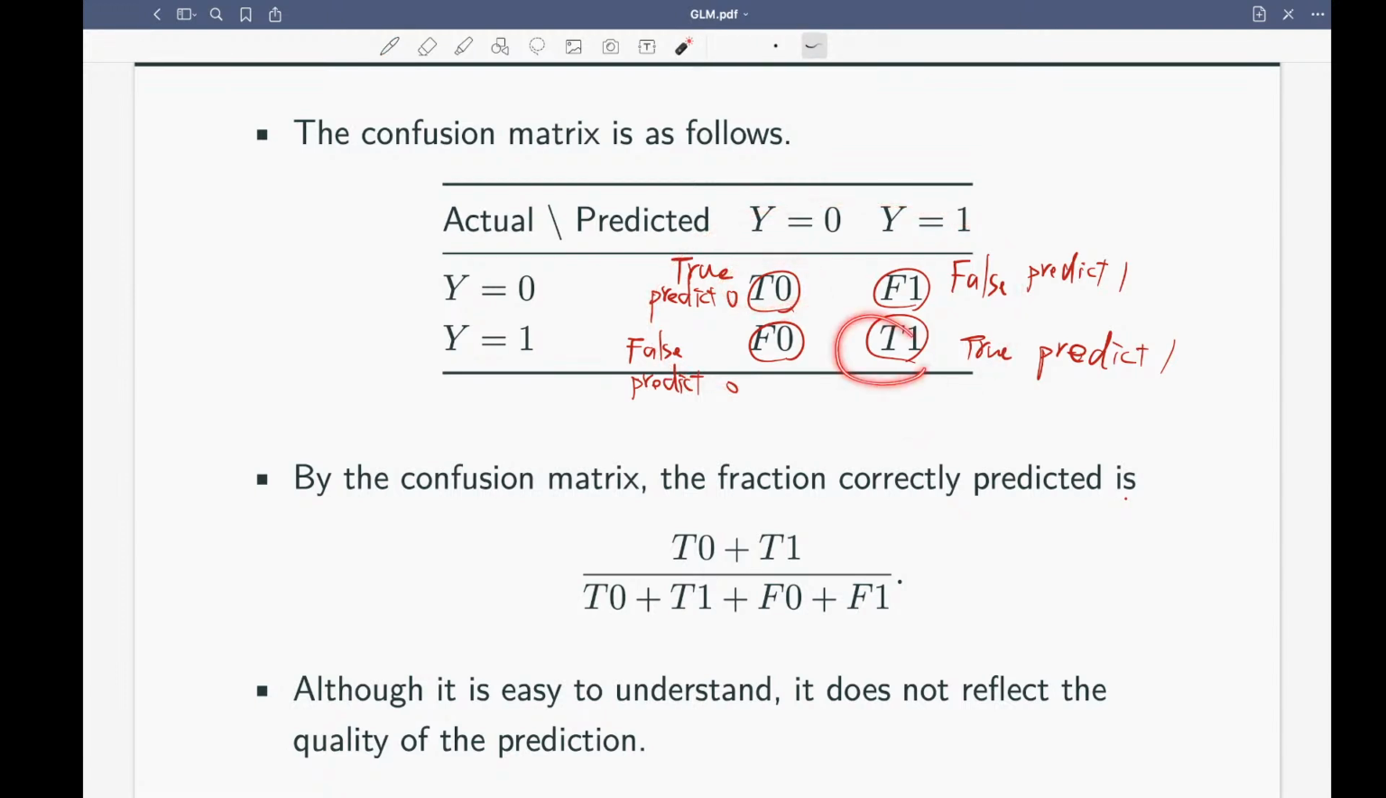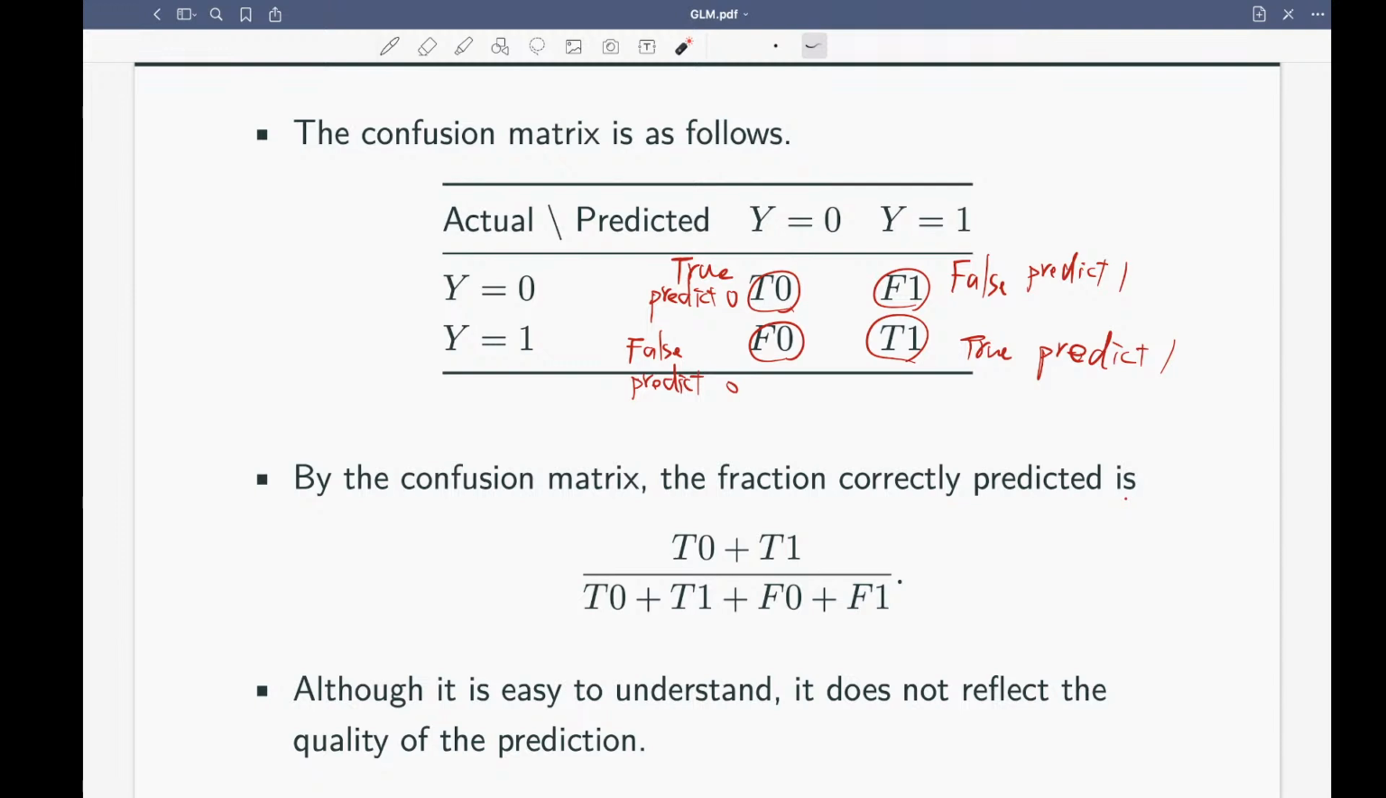T0 times the T1 times the F1 times the num times plus T0 plus the T1 plus the F1 plus the F0. And the numerator is about the T0 times the plus the T1. So in the numerator is a diagonal term, the sum of the diagonal terms.